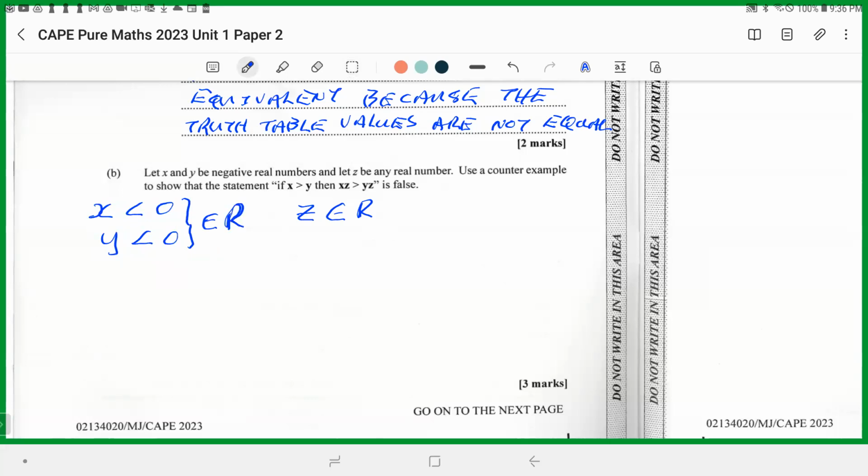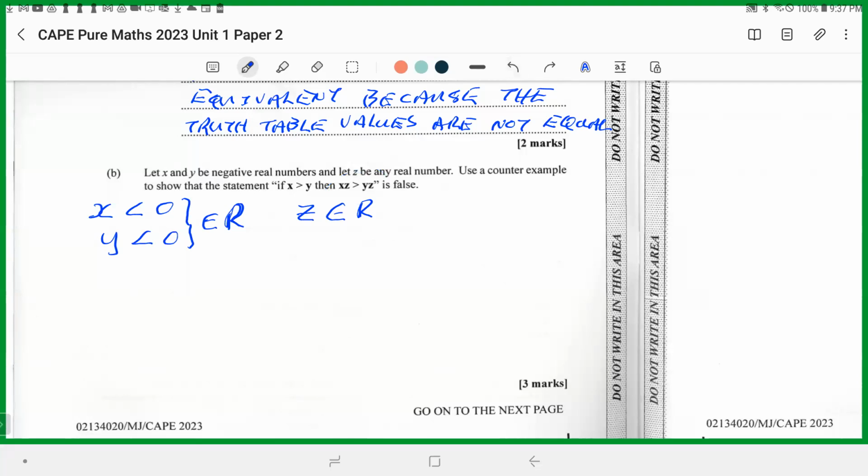R, set R. It says use a counterexample to show that this statement, if x is greater than y, remember both of them negative, if x is greater than y, then xz is greater than yz, is false. We have to use a counterexample. Basically just want to give x, y, and z some actual values and show that this statement is not true.